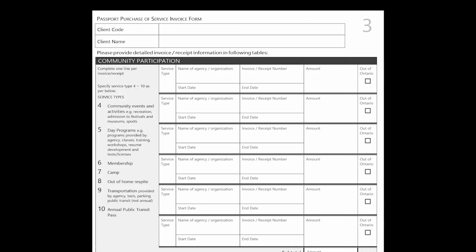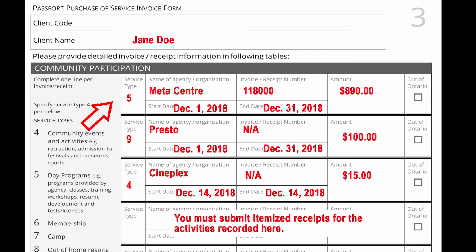This means you are keeping itemized receipts for any of the activities. For a day program, you would keep the day program receipt. For the YRT, you would keep the cash register receipt from Presto indicating that $100 was loaded, or whatever amount that would be. For a movie theater, you would keep the movie stub indicating the date, the movie, the time, and the cost, and you would fill out corresponding page number 3 to whatever receipts that you do have.